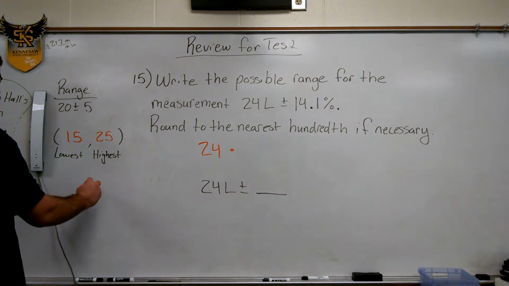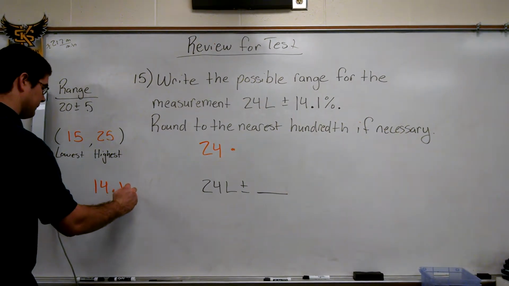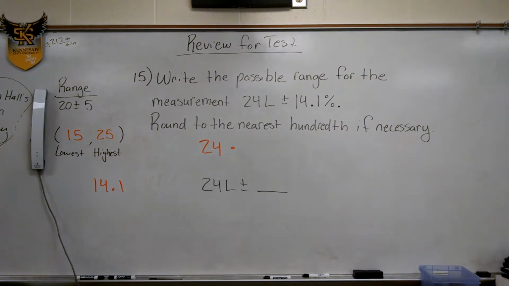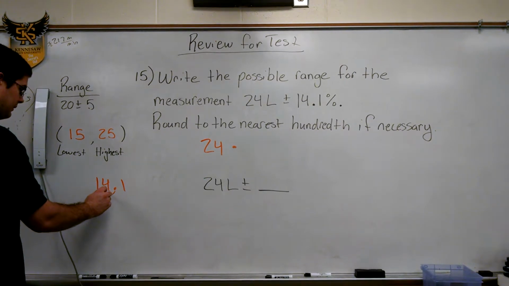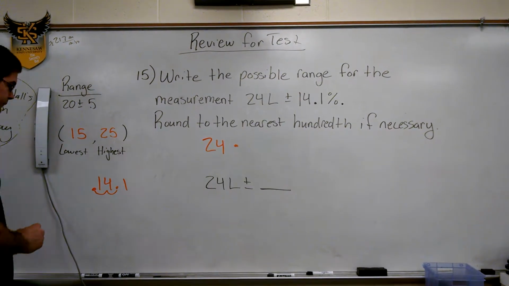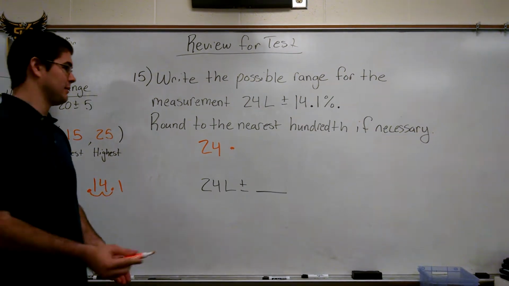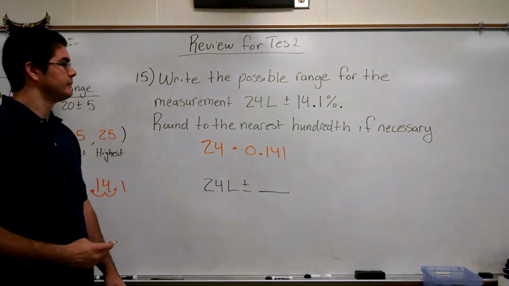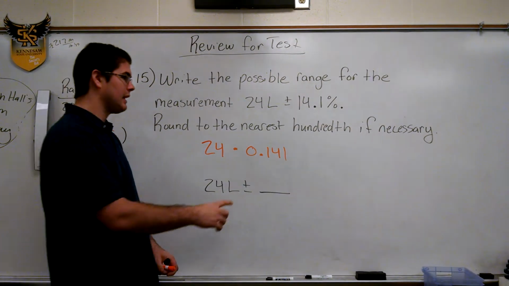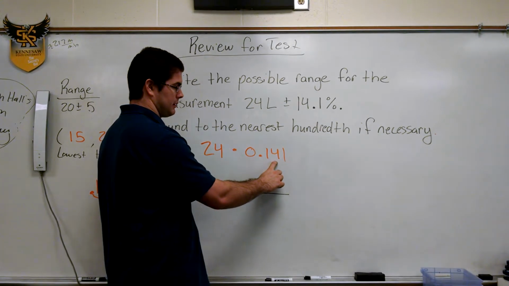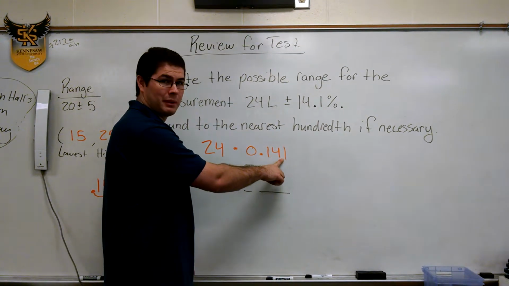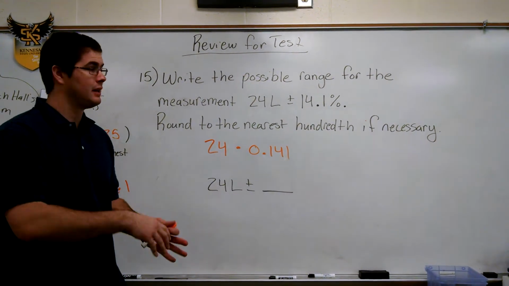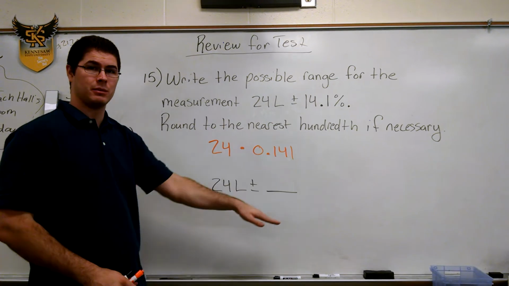Right now we have 14.1%. To convert that to a decimal, I just move the decimal place 2 places to the left, 1, 2. So 14.1% as a decimal is 0.141. And if you want to double check it, take the decimal and move it 2 places to the right, and I'm left with 14.1%. So going from decimal to percent, you move it 2 places to the right. Going from a percent to a decimal, you move the decimal 2 places to the left.